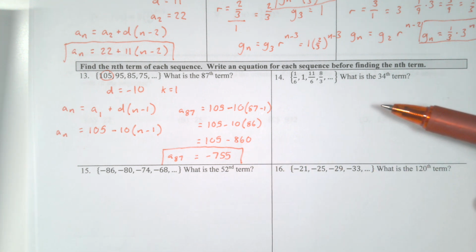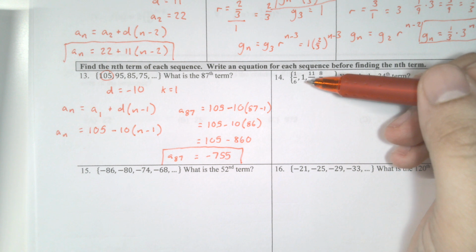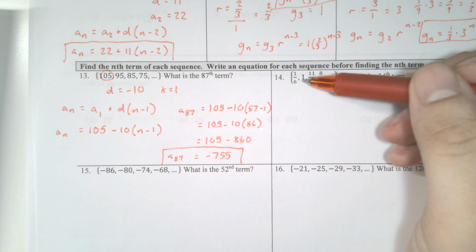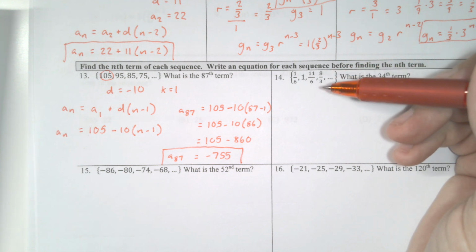So what about number 14? First, let's figure out, is this arithmetic or geometric? Well, 1 over 6 times 6 is going to be 1, but is 1 times 6 11 over 6? No. So we know that this can't be geometric.